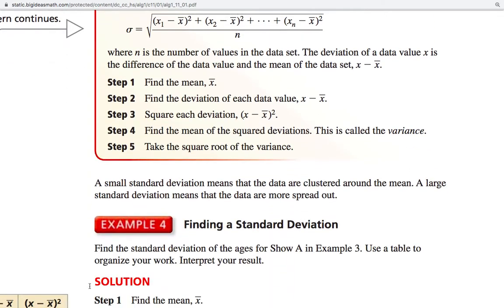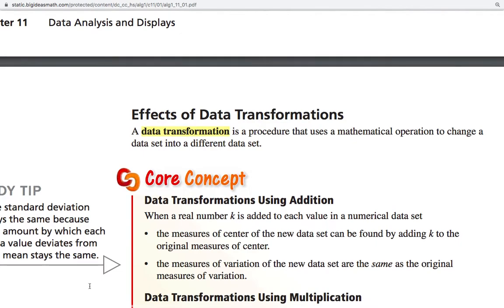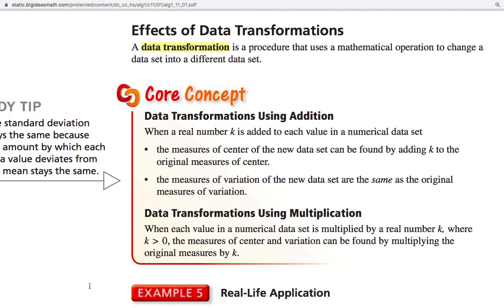You don't actually have to find the standard deviation. You don't have to go through this whole process. It really is a pain. Last thing I just want to point out, data transformation. I don't know that this is on the homework, but a lot of times it ends up on the test. So I just want to talk about it real quick here.